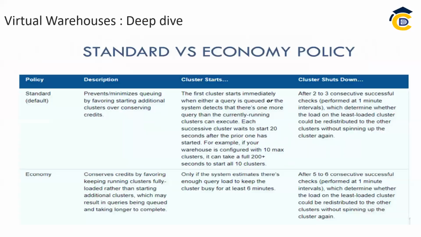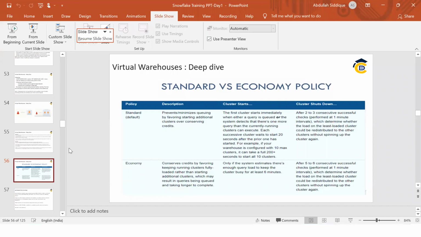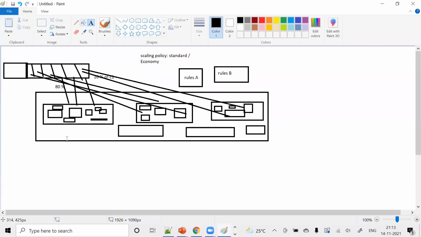But how does it start the cluster? They have certain rules. The first cluster in the warehouse, that's C1, for example. This is our C1 cluster, this is C2 and C3. For standard, the first cluster will immediately start as soon as the query comes, as queries start to come.